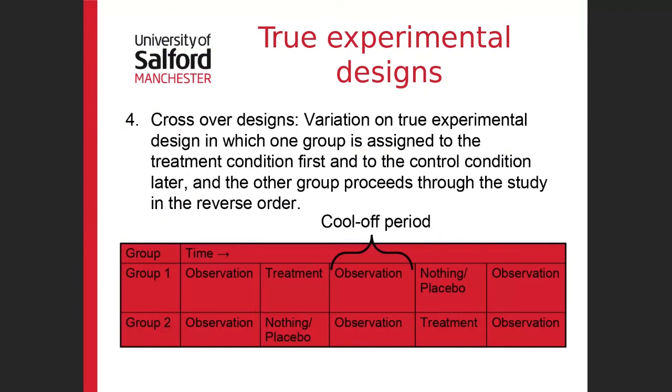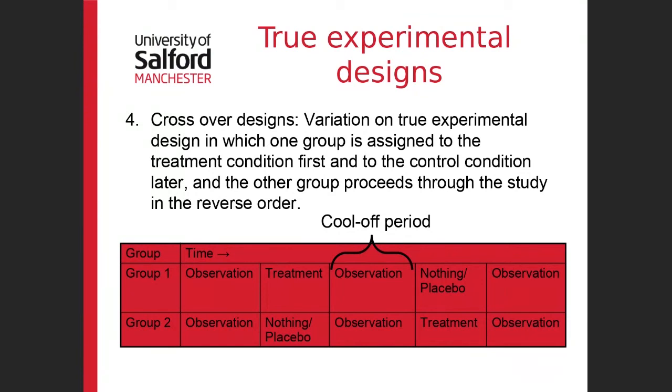The other type of design which is sometimes used, and which can be a true experimental design, is what we call a crossover design. So with a crossover design, everyone gets every treatment. So you still divide into 2 groups, and you still do this observation before you do any treatment. You then do the treatment in group 1, and group 2 receive nothing or a placebo, so they're the control group. And then you do the observation.